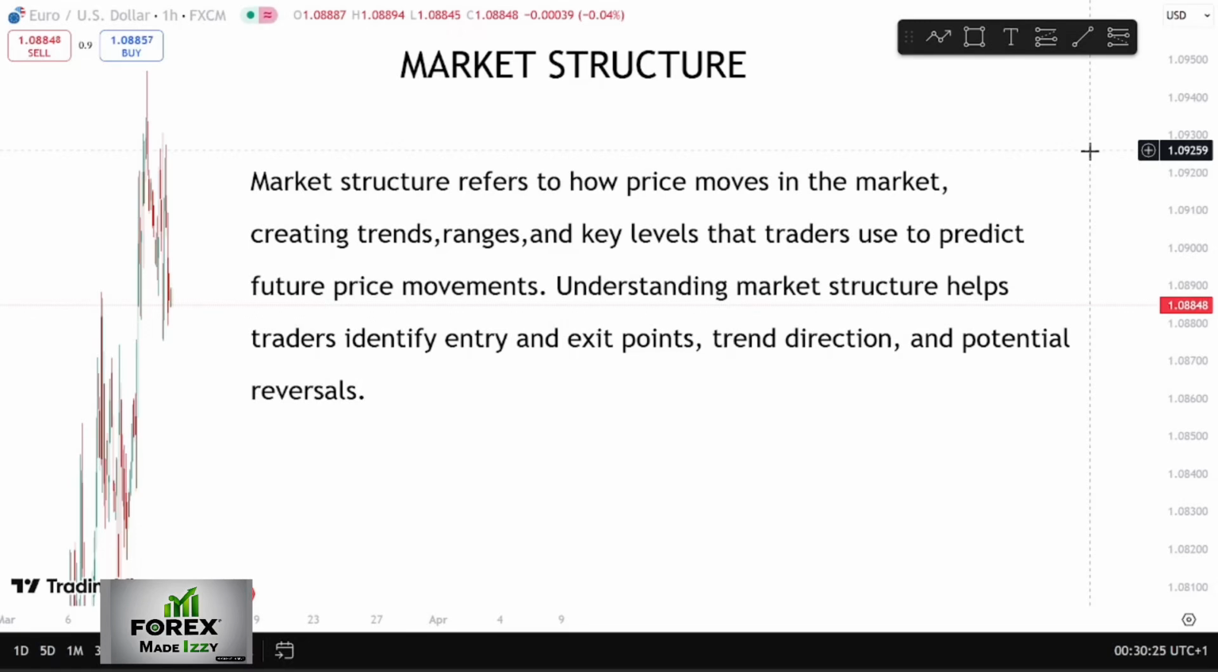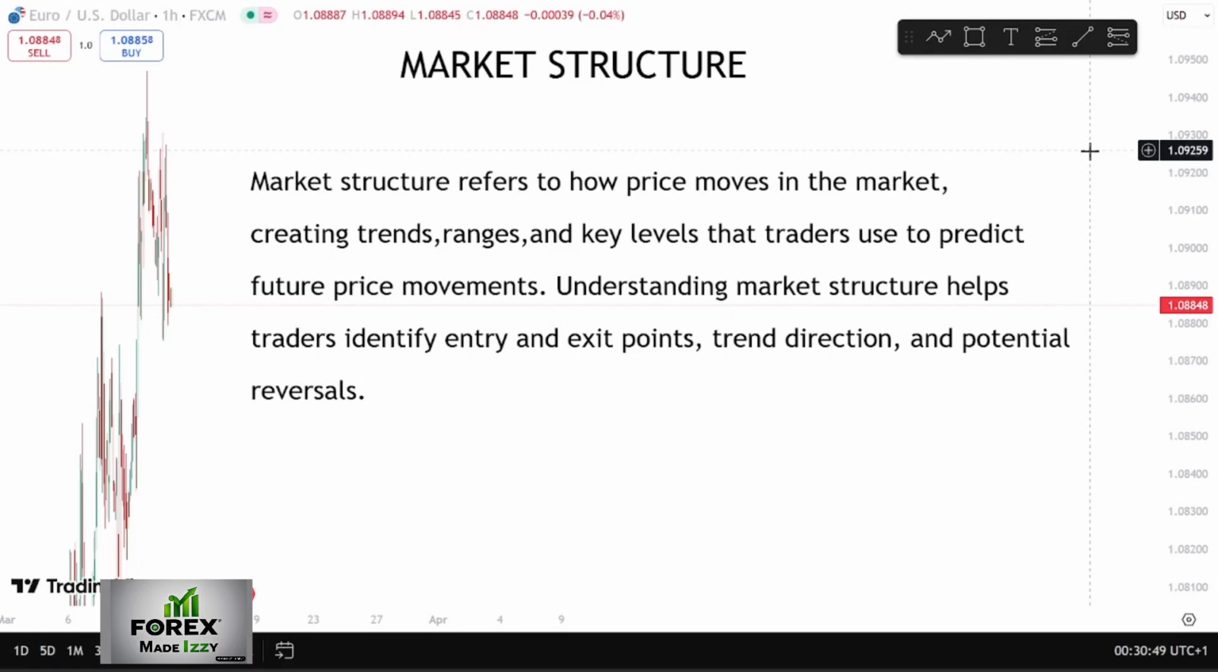The market structure refers to how price moves in the market, creating trends, ranges, and key levels that traders use to predict future price movements. Understanding market structure helps traders identify entry and exit points, trend direction, and potential reversals.